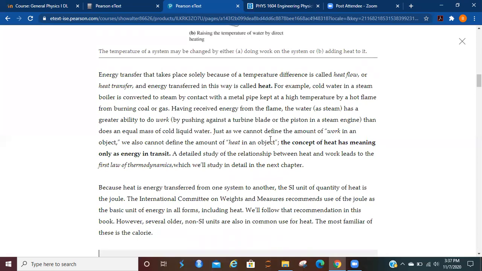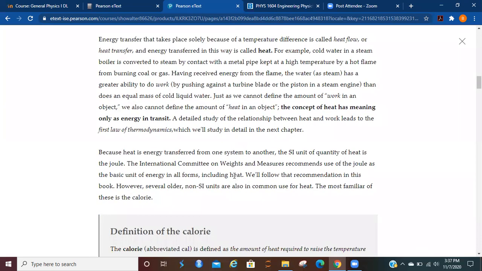Just as we cannot define the amount of work in an object, we also cannot define the amount of heat in an object. The concept of heat has meaning only as energy in transit. The entire quantity doesn't mean anything, but how much is transmitted does.